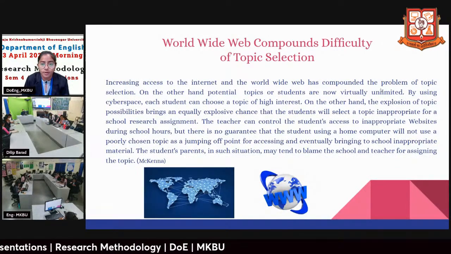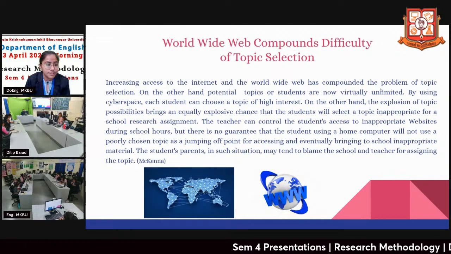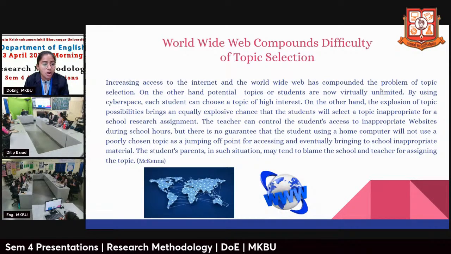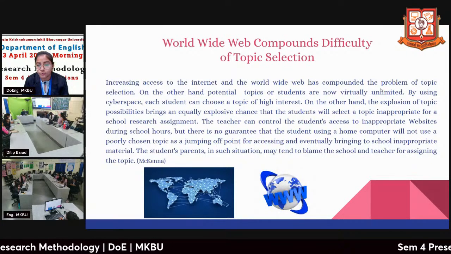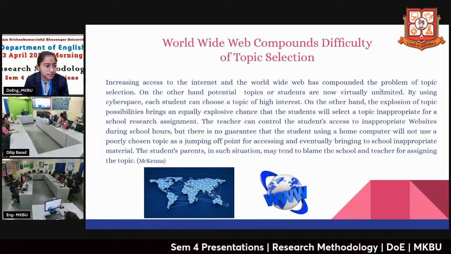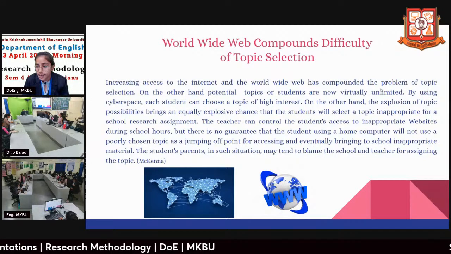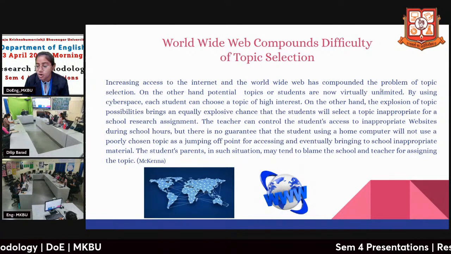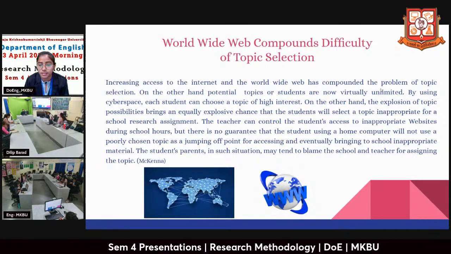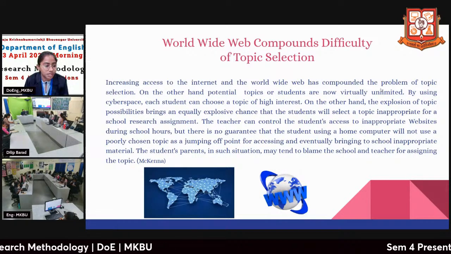And the World Wide Web compounds the difficulty of topic selection. Increasing access to the internet and the World Wide Web has compounded the problem of topic selection. On the one hand, potential topics for students are now virtually unlimited. By using cyberspace, each student can choose a topic of high interest. On the other hand, the explosion of topic possibilities brings an equally explosive chance that the student will select a topic inappropriate for a school research assignment.